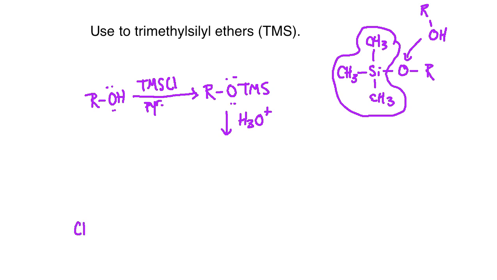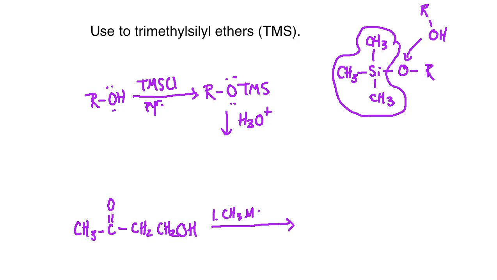So when we get ready to look at an actual example where this might be important, let's say that I've got a compound that looks like this. So I've got CH3, C double bond O, CH2, CH2, OH. And this compound, I would like to run a Grignard reaction. So I'm going to do methyl magnesium bromide as the first step, and then I would follow it up with acid. Now the problem with how I've currently written this is that the CH3 in the Grignard reagent is a very potent base and nucleophile.